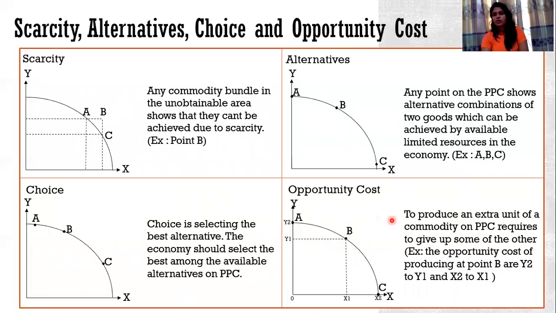So opportunity cost is, to produce an extra unit of one commodity, how many units of another commodity you need to sacrifice. For example, to produce at point B, you have to sacrifice Y2 minus Y1 from commodity Y and X2 minus X1 from commodity X. Okay, that is what you call opportunity cost.